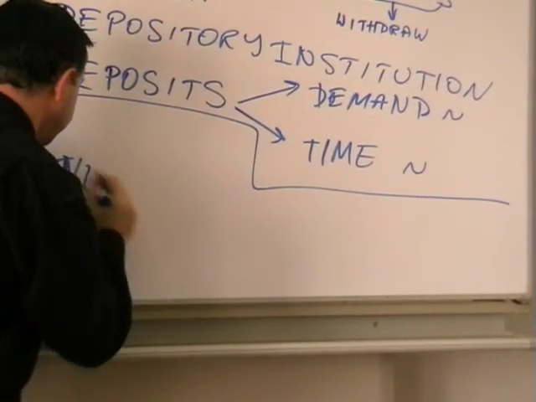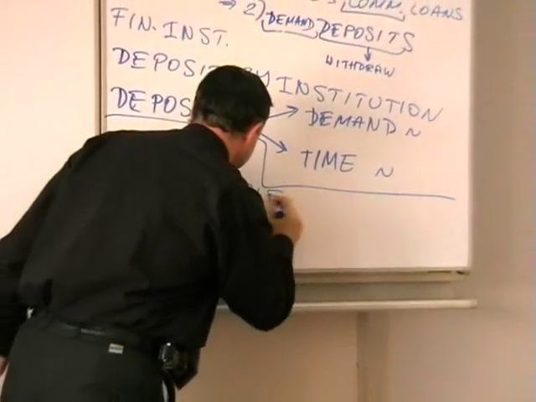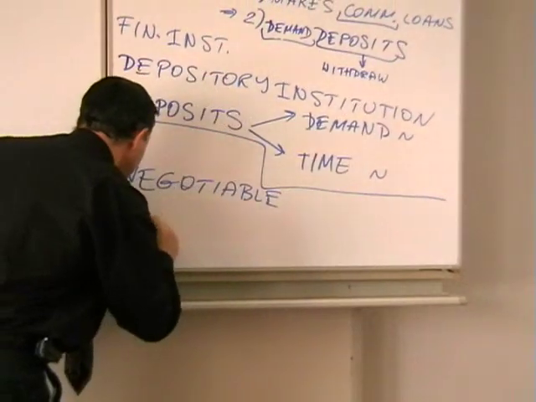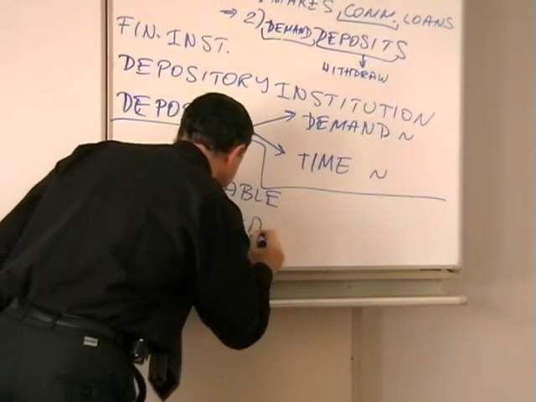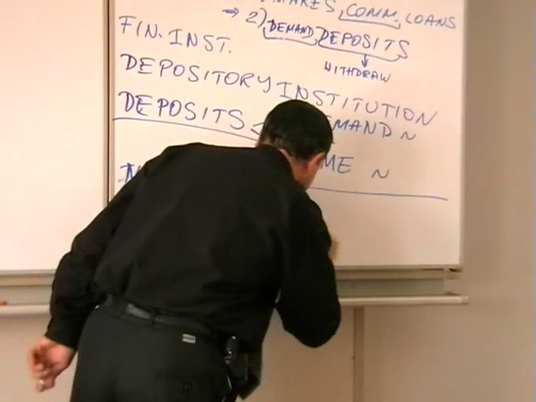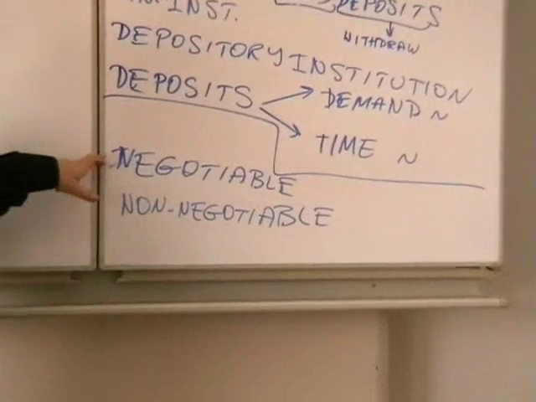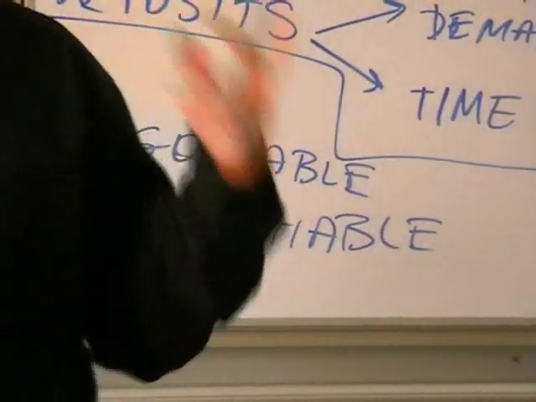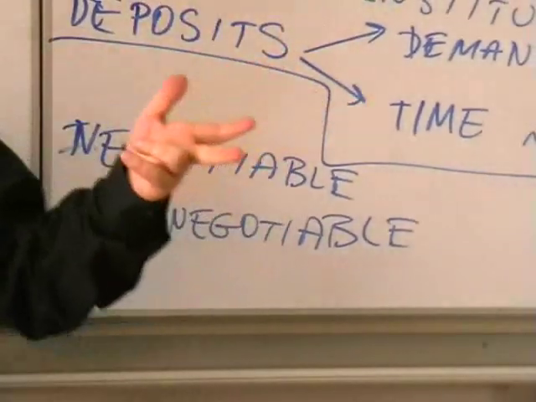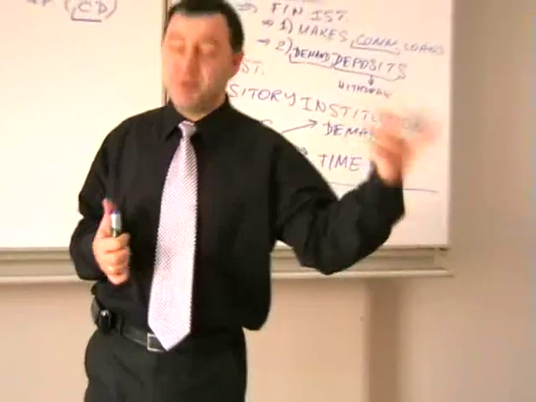Negotiable and non-negotiable. This is good stuff you have to know anyway. All right, so a negotiable financial instrument is a financial instrument that can be sold and bought.